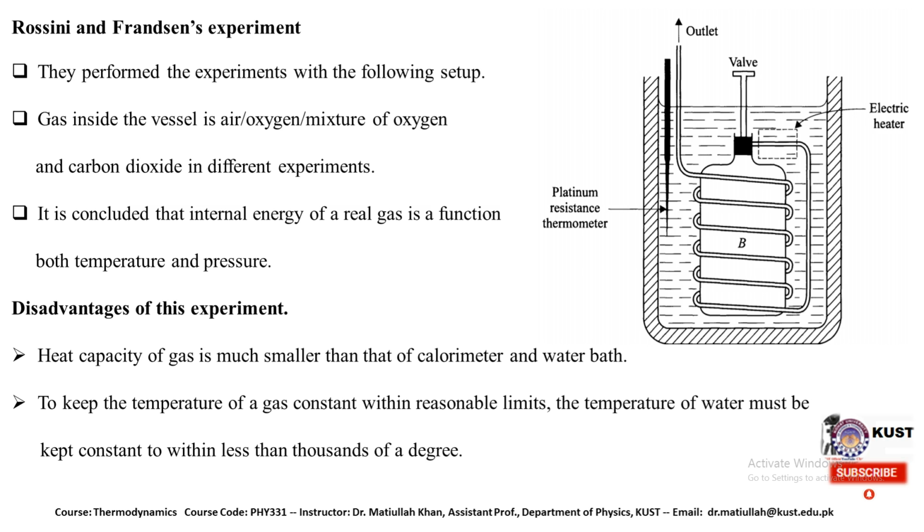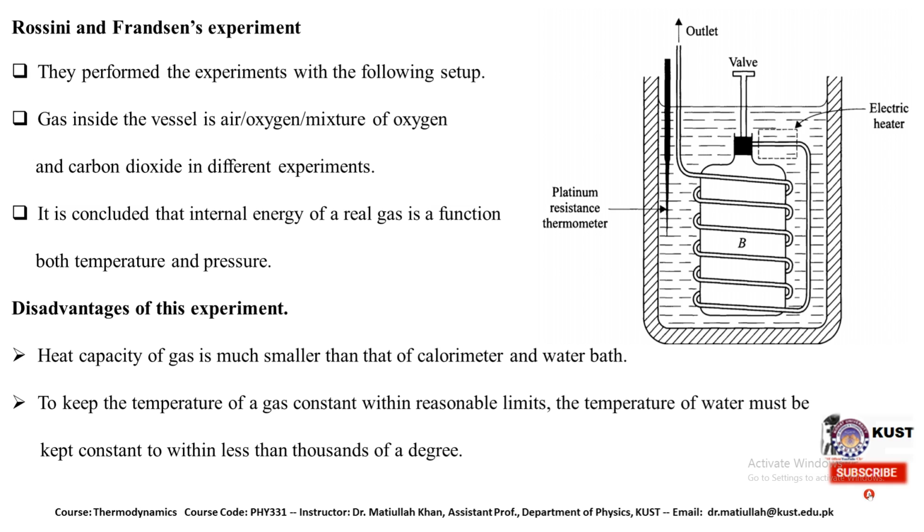So if you want to do the experiment with high accuracy, there is a condition for it. We need to keep the temperature of the water constant to within less than a thousandth of a degree. So it is really very complicated for us to control the temperature of water to such precise values. This is one of the problems arising from these experiments. So this is the conclusion we drew, that the internal energy of a real gas depends upon both pressure and temperature.